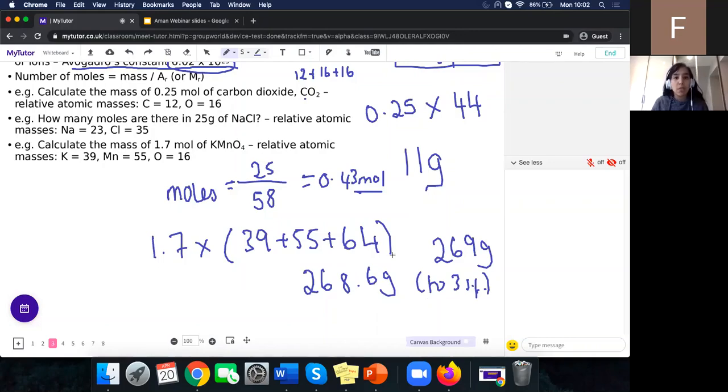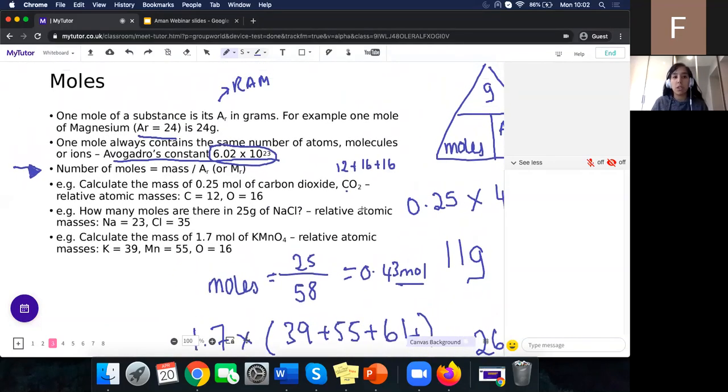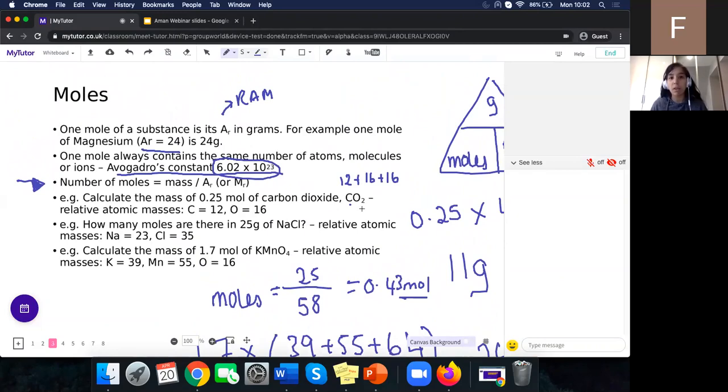Okay, excellent. So before we move on, is everyone happy with that equation then? So we've calculated the atomic mass, we've calculated the molecular mass. Is everyone happy now that to calculate the number of moles, it is the mass over the molecular mass or the atomic mass? Okay, I'm going to take that as a yes. No one's asking me any questions.